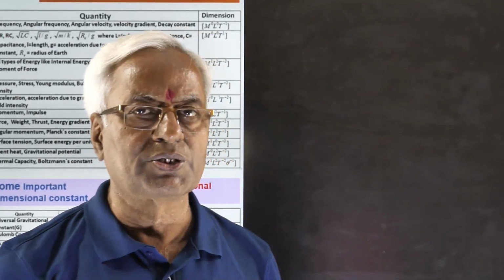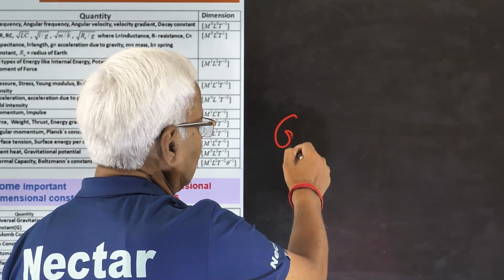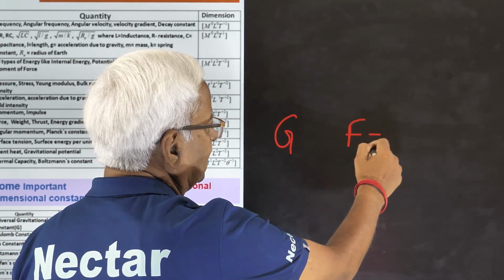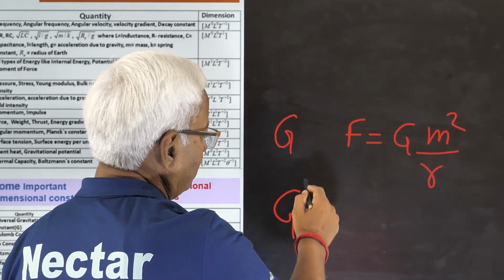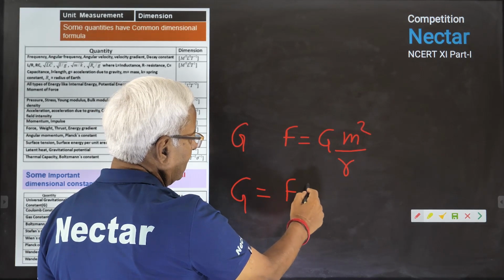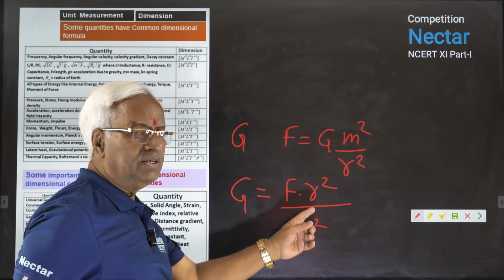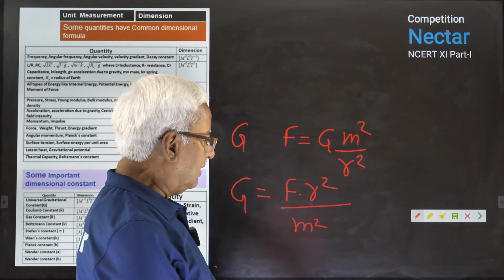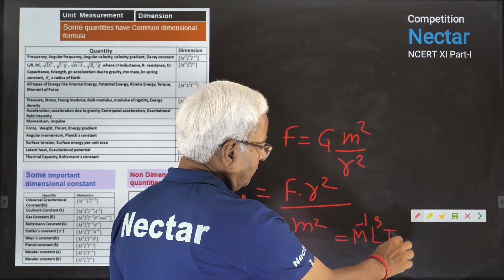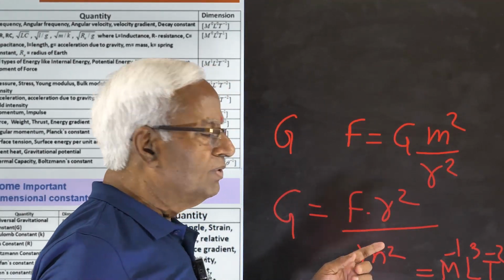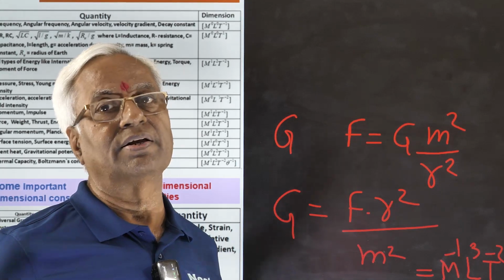Also, there are some constants for which you have to find the dimension, for example, G, capital G. For that, you simply use the equation and separate G, this will be F R square upon M square. By putting the dimension of all these, you find the final dimension M minus 1, L3, T minus 2. This is a universal constant. Once you say universal, it means it's applicable everywhere.